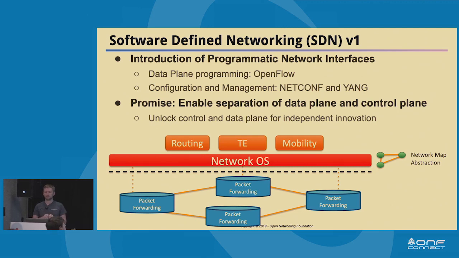The promise here of SDN was to separate the data plane and control plane so that they could evolve independently and didn't have to run on the same hardware. So we had packet forwarding devices, which made up our data plane units, and we had a network OS that could run independently.